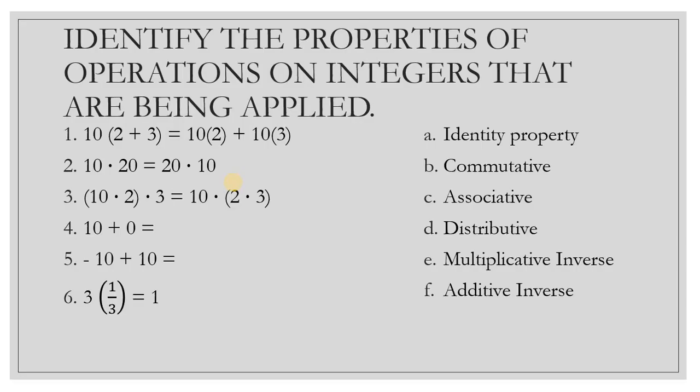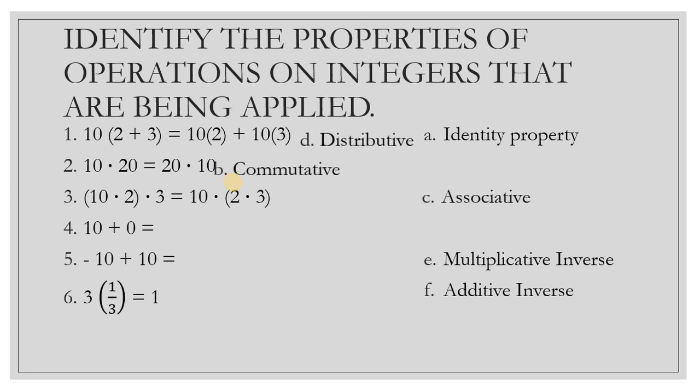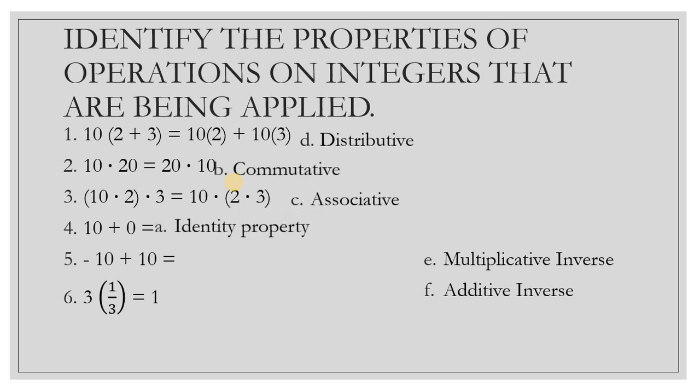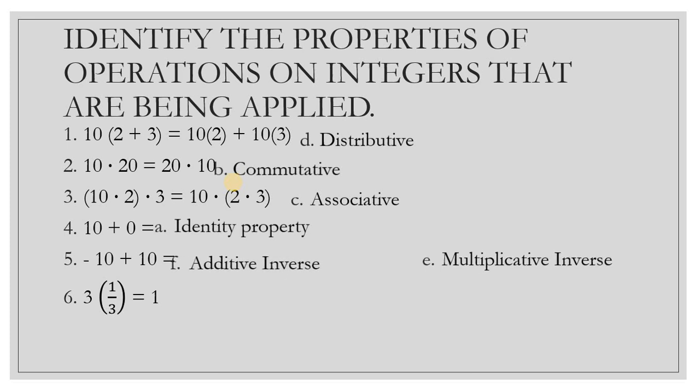Now, let's proceed to identifying the properties of operations on integers that are being applied in the following. For number 1, it is distributive. 2 is commutative. 3, associative. 4, identity property. Number 5, additive inverse. And number 6 is multiplicative inverse. So don't forget about all these things because we are going to apply those things that you have learned in our discussion for this week.